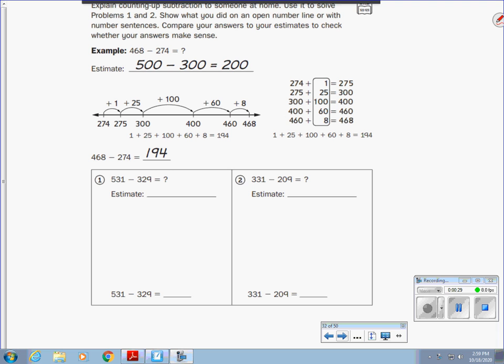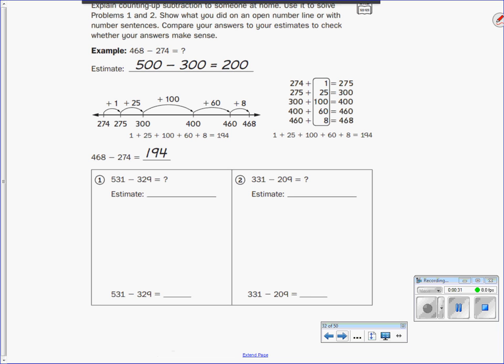On this first one, their example, our equation is 468 minus 274. We estimated 468 at 500 and 274 at 300. So 500 minus 300 is 200. When we use the number line and we count up, we always start with the second number, 274, and I want to get to 468.